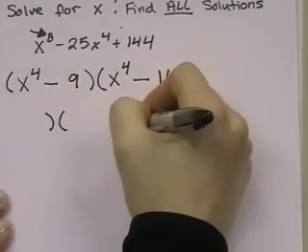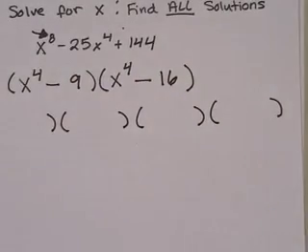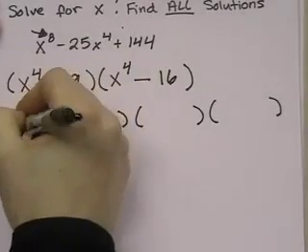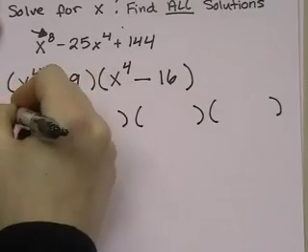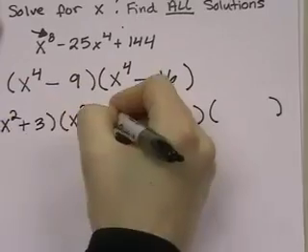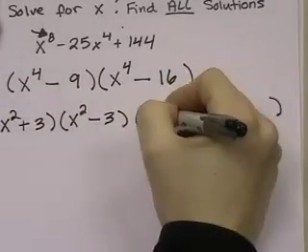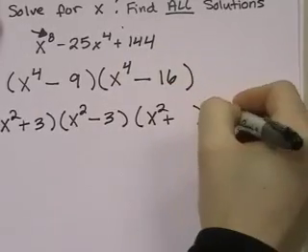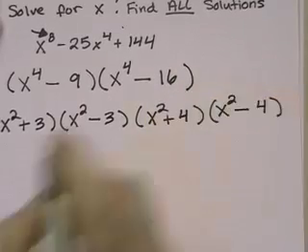We have 2 difference of squares. So in the first problem, x to the 4th minus 9, I have a difference of squares, so I know I have 2 different signs. The square root of x to the 4th is x squared, and the square root of 9, 3 and 3. Second problem, I have a difference of squares. The square root of x to the 4th is x squared and x squared. The square root of 16, 4 and 4.